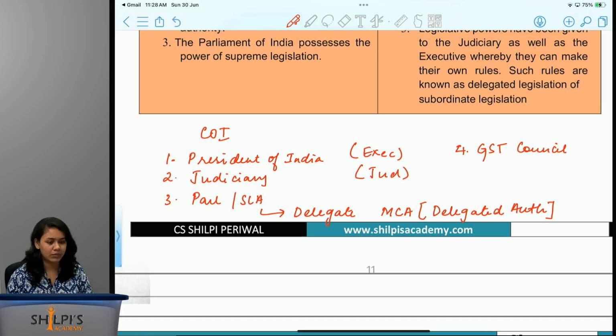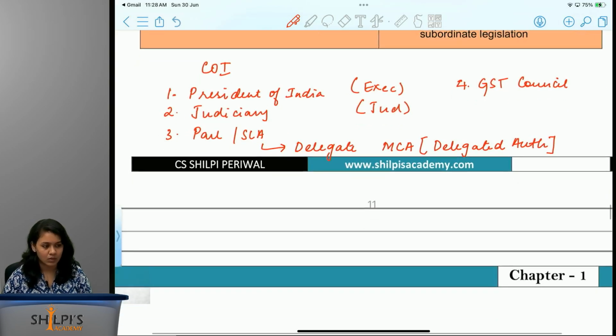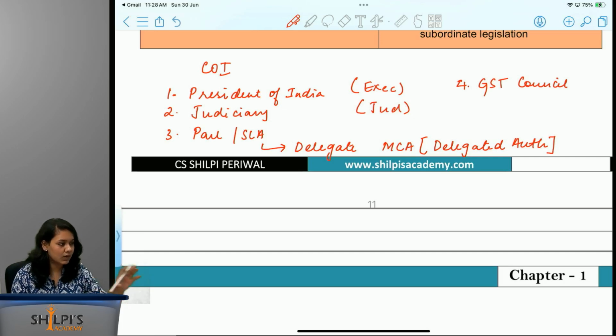And when a delegated authority makes laws, we call that delegated legislation. Okay, so let me break it up again for you. There is only one person who can actually make laws. That is your parliament. But if someone other than the parliament is making laws, then we'll call them another authority. In legal language, we call parliament the supreme authority. And we call the, say, Ministry of Corporate Affairs the other authority. In other words, the delegated authority. When they make laws respectively, we call it supreme legislation or delegated legislation.